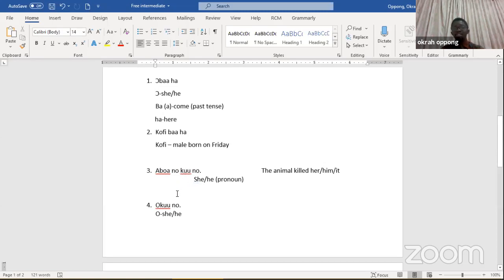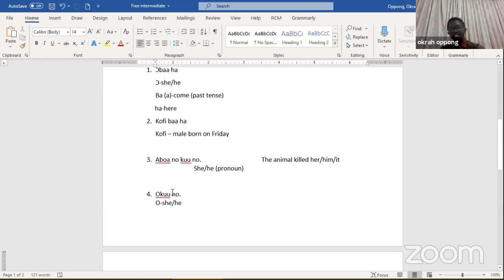So I rewrote the example in 3 to delete the noun abuano and insert a pronoun, she or he. When I did that, it becomes okunu. But then I have to write it together because we have another pronoun here, which is the o, the third person singular pronoun and the subject. So I write it together with the verb.